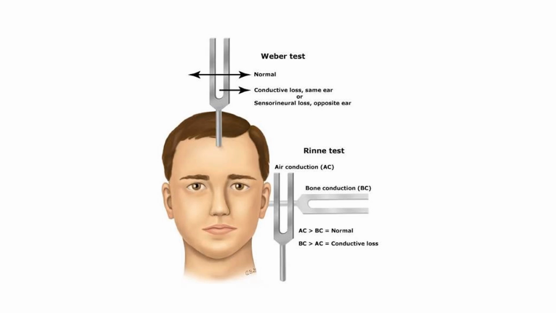So in Weber's test we are conducting the bone conduction on both the ears, whereas in Rinne's test we are comparing air conduction and bone conduction. Air conduction is conducting through the external and middle ear, then goes to the inner ear. Whereas bone conduction is you are directly pressing on the mastoid, and from the bone it is connected to the cochlea. So, in conductive deafness, which is a pathology in the external or middle ear, the air conduction will be affected.